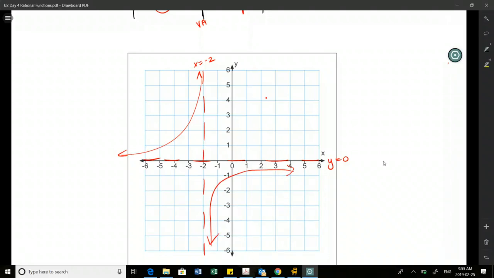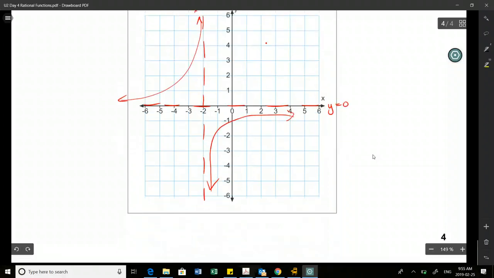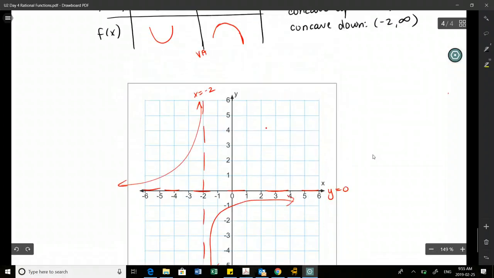Okay, these functions should be relatively familiar to you from advanced functions, right? We did number over function in advanced functions. So we are simply using derivatives to find information about these functions, but we should already know how to graph these functions from advanced functions. We did those.